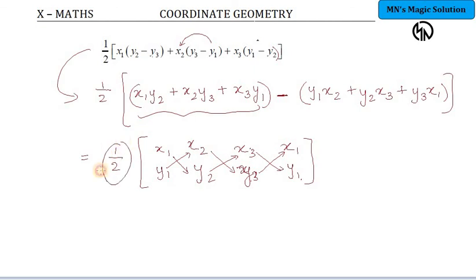And please do not forget this half. Some students tend to do this. You can put it in a block and simplify all of this, but you must not forget this half.